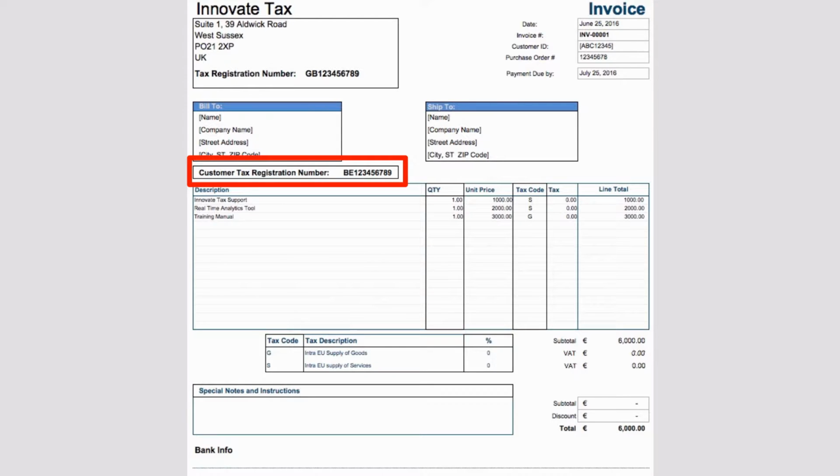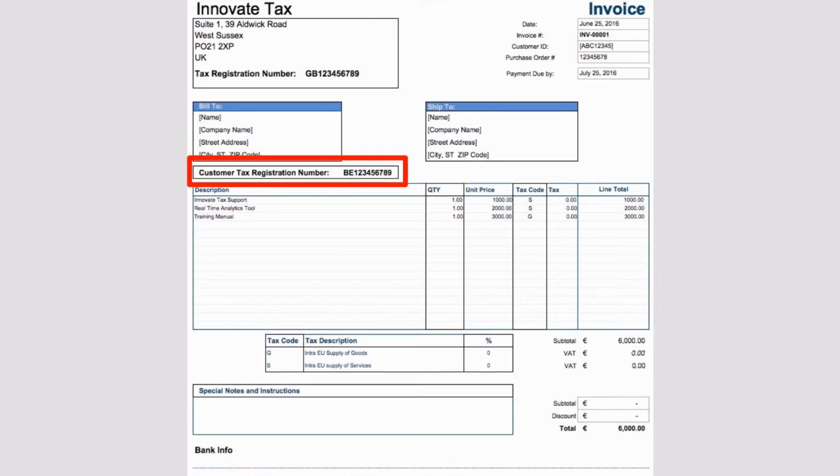The customer tax registration number is also very important. If you're selling from one EU country to another, then technically you cannot charge an intra-EU 0% tax rate unless there is proof that that particular customer is registered for VAT.